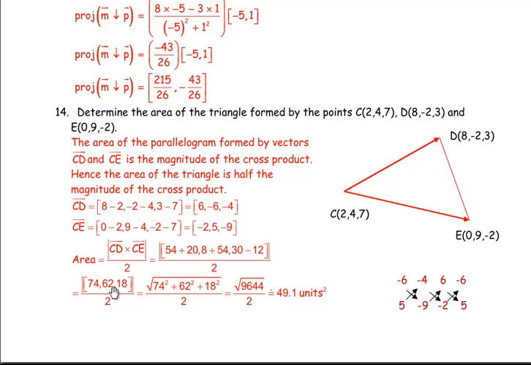So that's the vector right there. Now we're taking the magnitude of it and then half of that. So the magnitude would be the root of 74 squared plus 62 squared plus 18 squared. That's the root of 9644, and then we divide it by 2, and we get just under 50. So it's about 49.1 units squared. That would be the area of that triangle. And that's the end of the video.